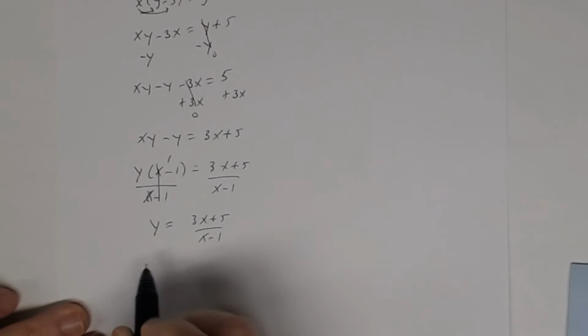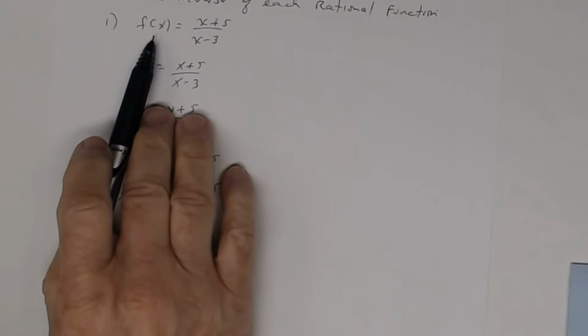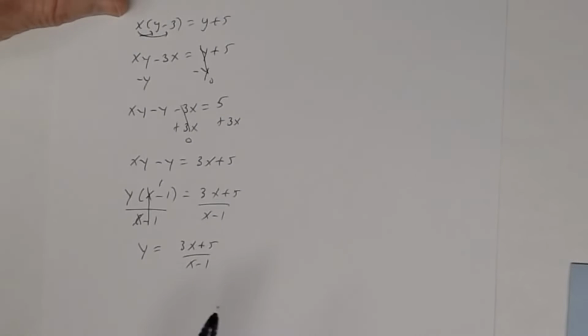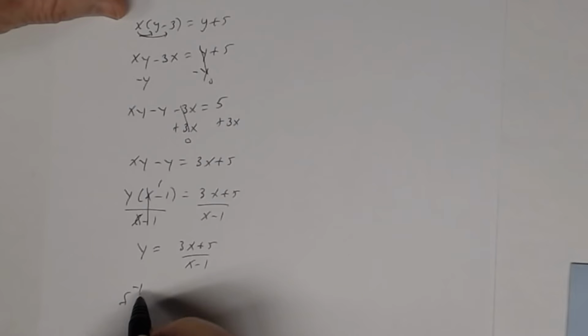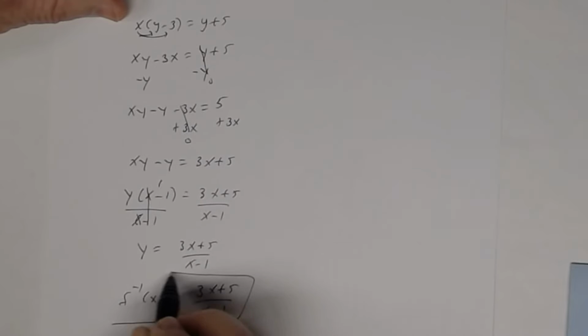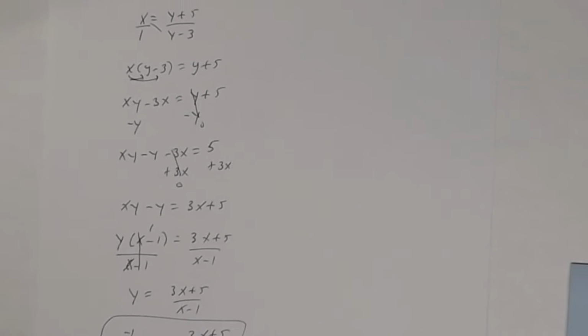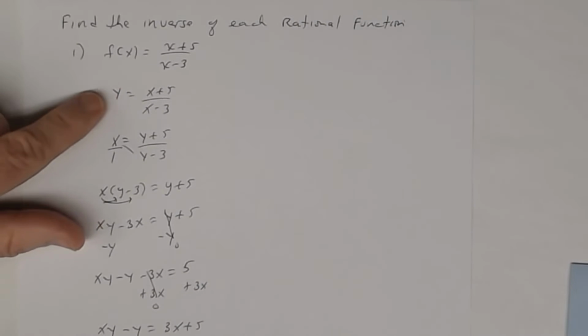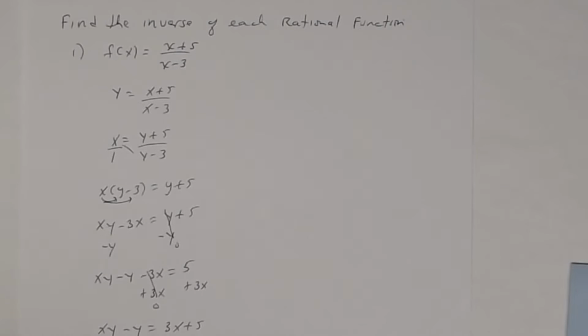But since I wrote this as f of x, we're going to say f inverse. So f inverse of x equals (3x + 5) divided by (x - 1). And so that's the inverse. That's how you find the inverse of this function algebraically. All right, now let's look at the second one.